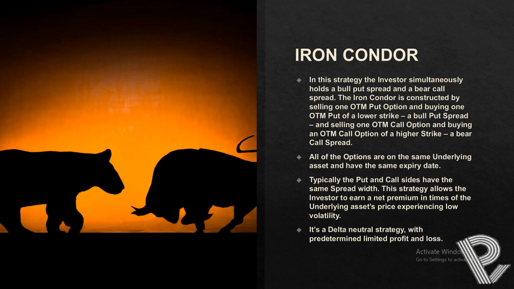Iron condor. In this strategy, the investor simultaneously holds a bull put spread and a bear call spread. The iron condor is constructed by selling an OTM put option and buying an OTM put of a lower strike, a bull put spread, and selling one OTM call option and buying an OTM call option of a higher strike, a bear call spread. All of the above options are on the same underlying asset and at the same expiry date.